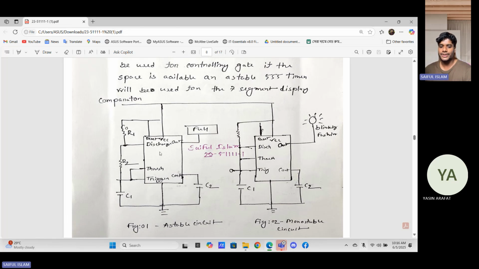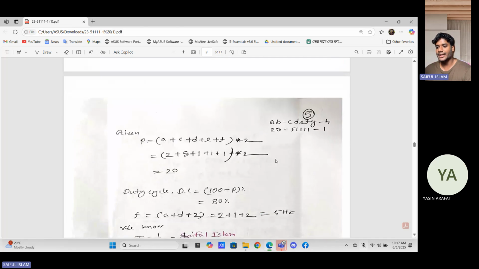The first circuit continuously displays the word full, and the second circuit displays space available when there is parking space. The timer is needed to blink the message based on the calculated duty cycle and frequency.